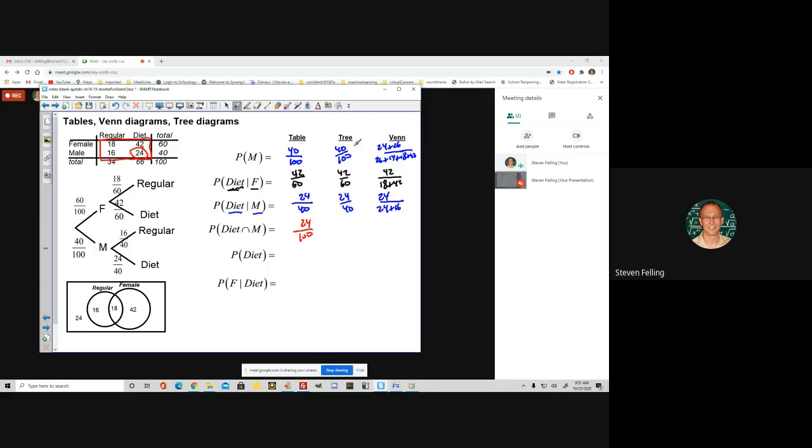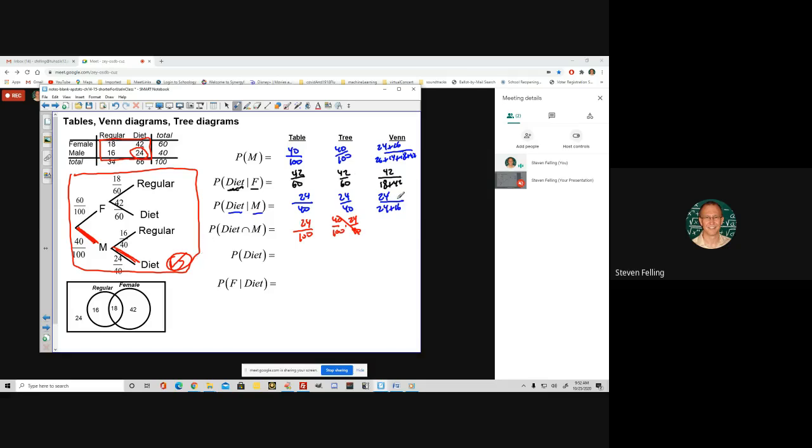Okay, and then what about the tree? Well, the tree would be out of the entire tree, right? So the entire tree, that's the first thing. It's a simple probability, but they have to have diet happen and male, which means, well, we had male first. They have to take the male path, and then they have to take the diet path and get to this point on the tree. But to calculate this, we know that we have to multiply as we go across the tree. So it's going to be 40 out of 100 times 24 out of 40, and those will cancel and give me the same 24 out of 100.